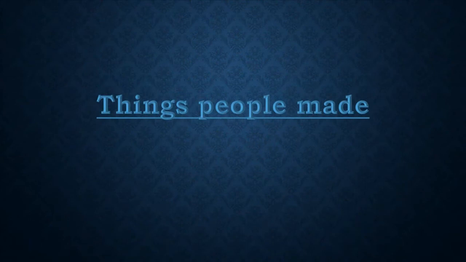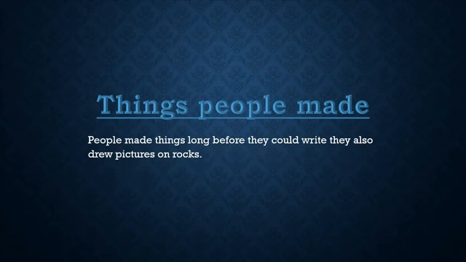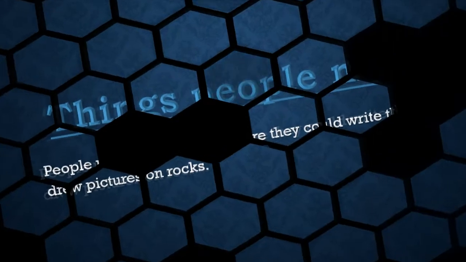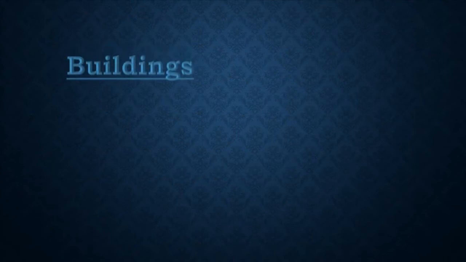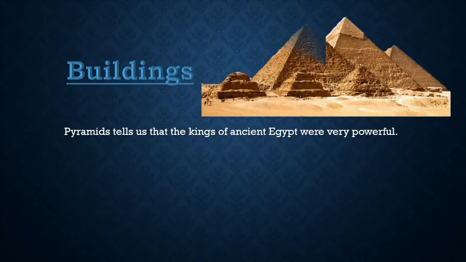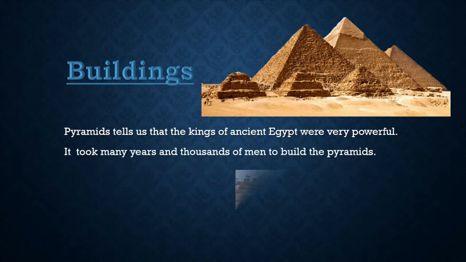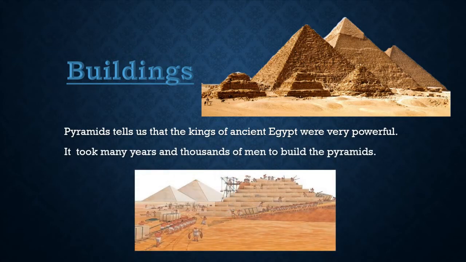Things people made. People made things long before they could write. They also drew pictures on rocks. Buildings. The pyramids tell us that the kings of ancient Egypt were very powerful. It took many years and thousands of men to build the pyramid.